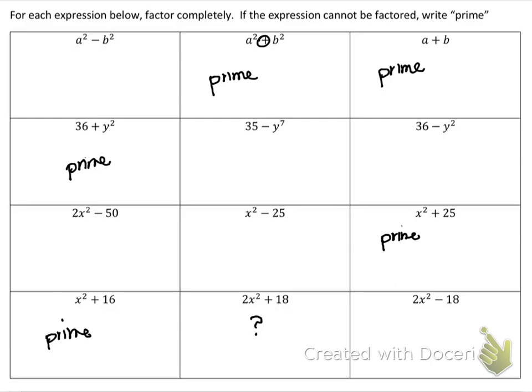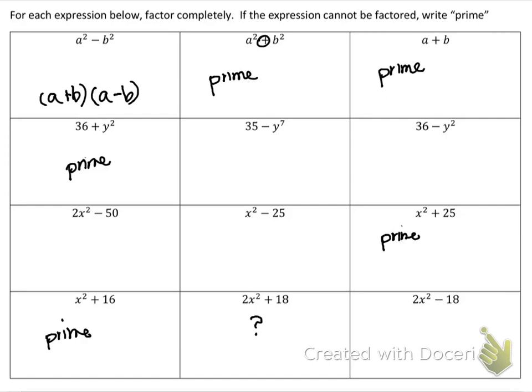So for all of the ones that I did not mark prime, we need to then go through and practice applying the difference of squares. So again, I would suggest pausing this video and doing that on your own, and then unpausing the video and seeing if my answers agree with yours. Okay, I'm about to start writing the answers. So for this one, this is a difference of squares. It's a plus b times a minus b.